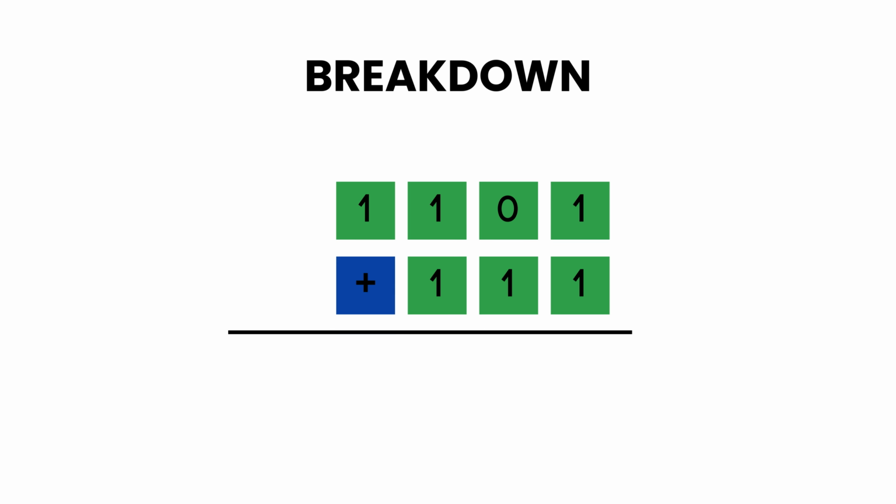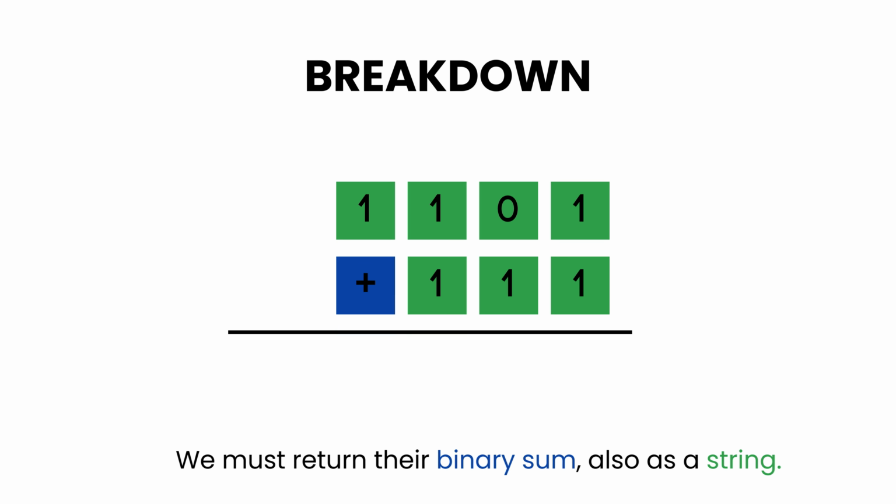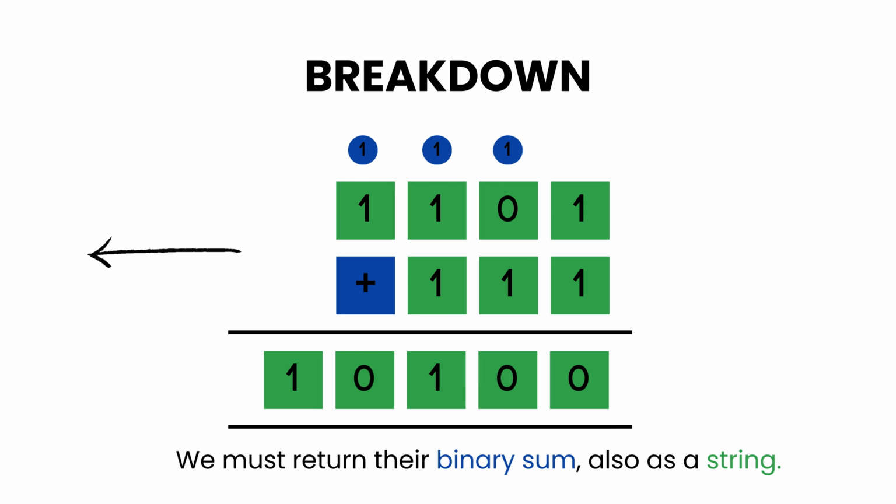Breakdown. We're given two binary strings, a and b. We must return their binary sum, also as a string. We'll add from right to left, track a carry, and handle unequal lengths and a final leftover carry.